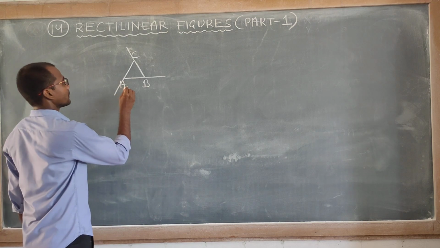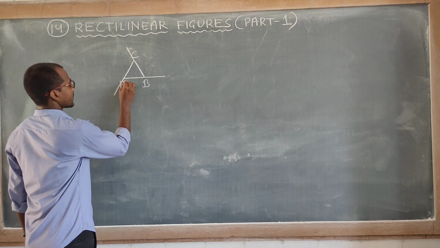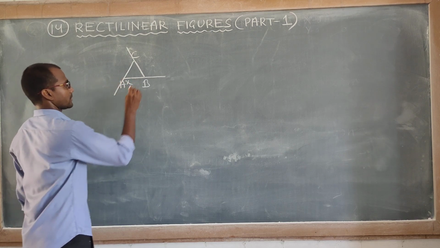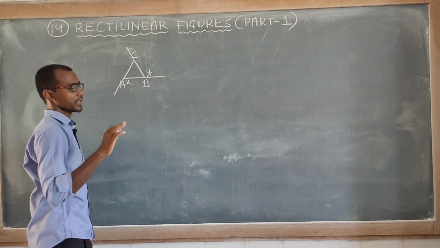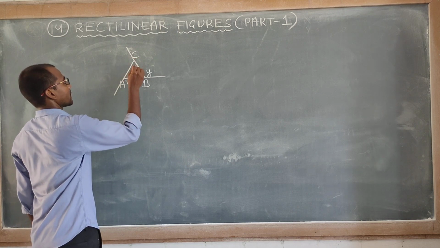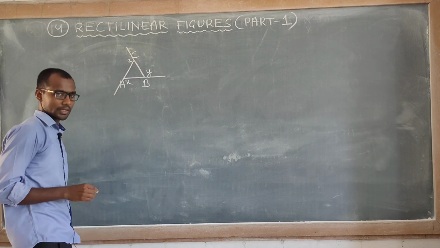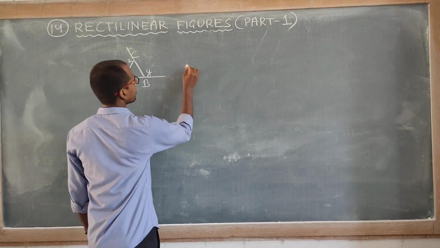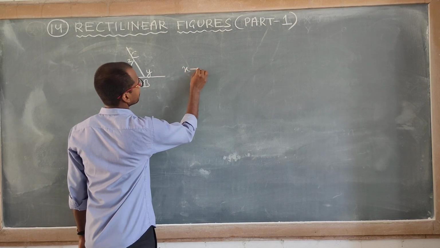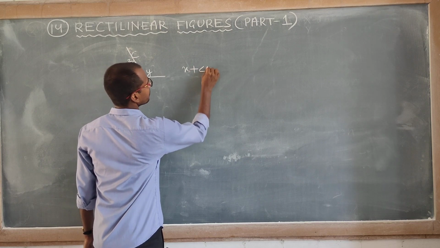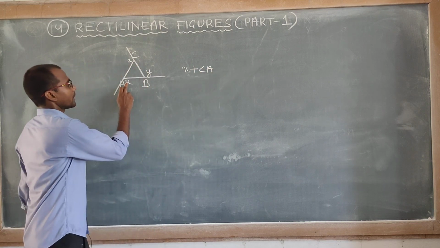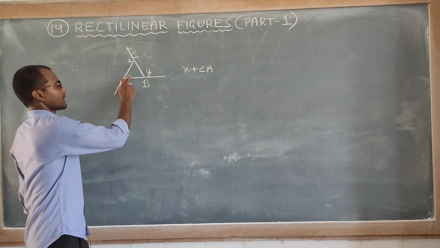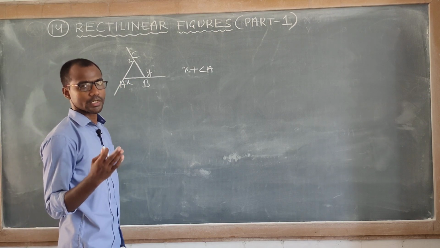Suppose this exterior angle is x. Exterior angle at A is x. Exterior angle at B is y. Exterior angle at C is z. Let us try to find x plus y plus z. X plus angle A, this inside angle, will be 180 degree because they form a linear pair.